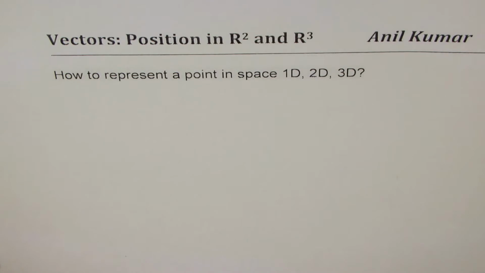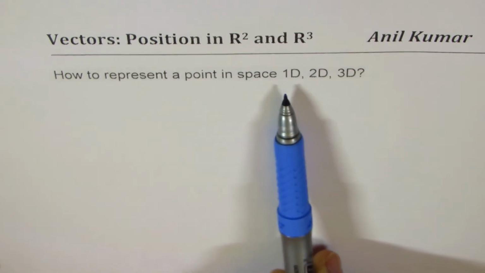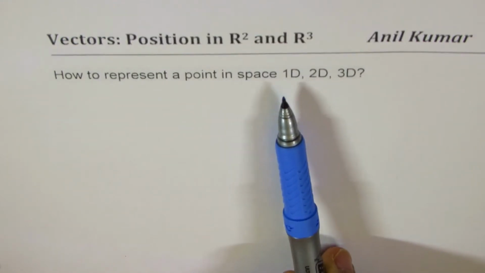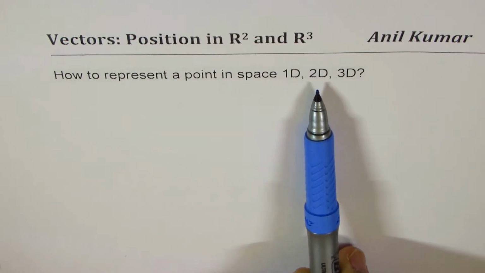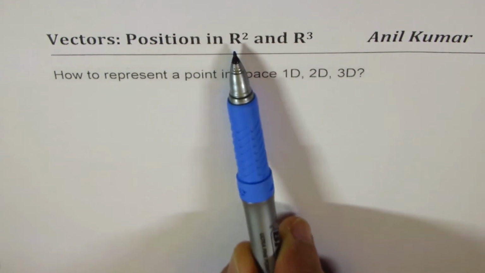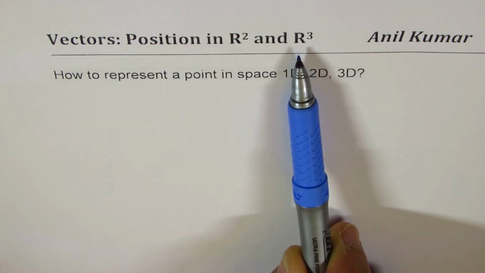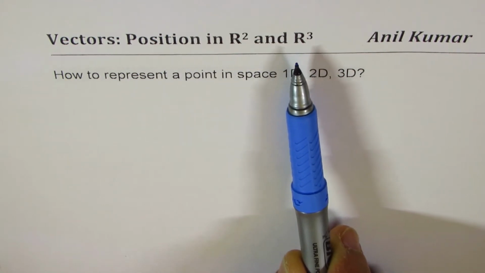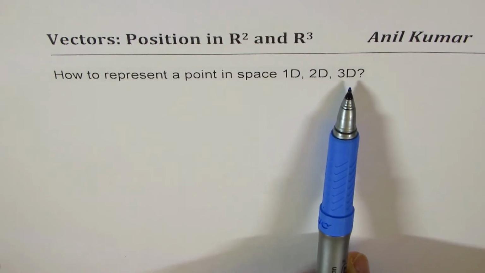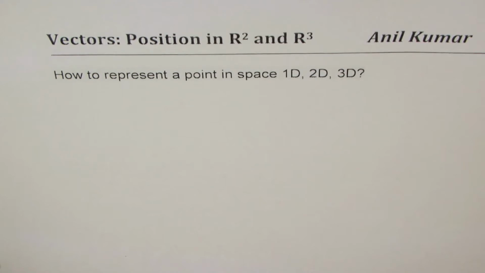So now first let me talk about how to represent a point in space. And space we could represent in one dimensional space, two dimensional space, or three dimensional space, right? When I say R2, we're talking about the XY plane, two-dimensional space. R3, the XYZ plane, like in your room, three-dimensional space, correct? Now let's see first the one-dimensional space.